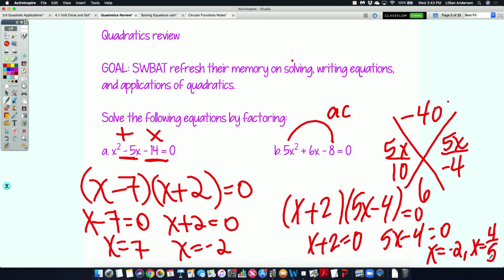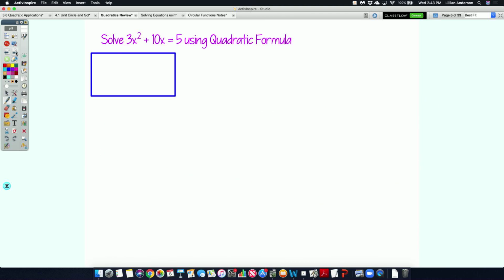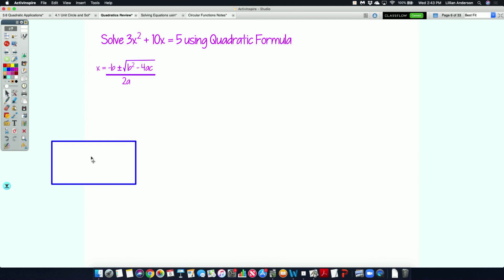Okay? Who remembers the quadratic formula? What is it? -b plus or minus the square root of b squared minus 4ac, all over 2a. Yes, because not every quadratic is factorable. Factoring only works some of the time. However, quadratic formula and completing the square, which we'll go over next, will always get you your solutions to a quadratic.